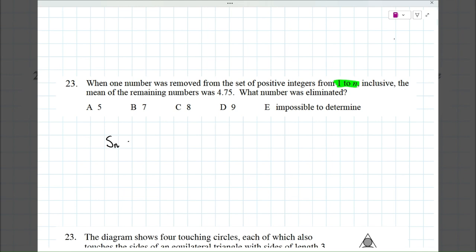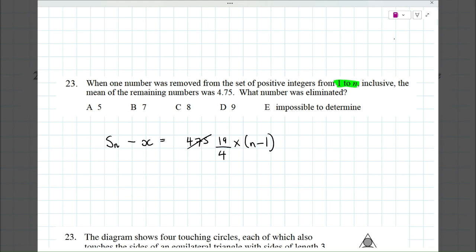You're going to then remove one of the numbers. So let's just call that x. It's not necessarily going to be n. We don't know it's the largest number. And that's going to be equal to 4.75, which is, by the way, 19 over 4 times the number of numbers left, because we know that when we subtract x, if the mean is 4.75, that means the total is 4.75 times n minus 1.